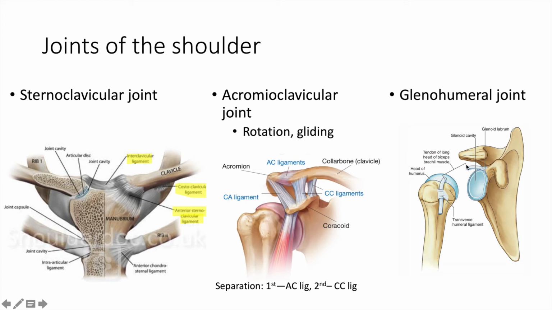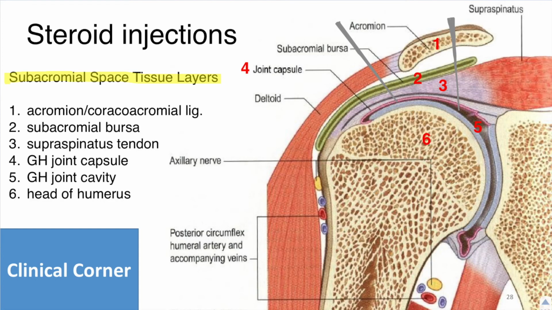And then our glenohumeral joint is what we think of as our shoulder joint. This is really important to know, for steroid injections of our subacromial space. It's our tissue layer, so it's important to know, and these are numbered, what you're hitting as you go down. So here's a needle, and here are 2 ways that you can introduce this injection. We want to get this injection into the joint cavity itself.